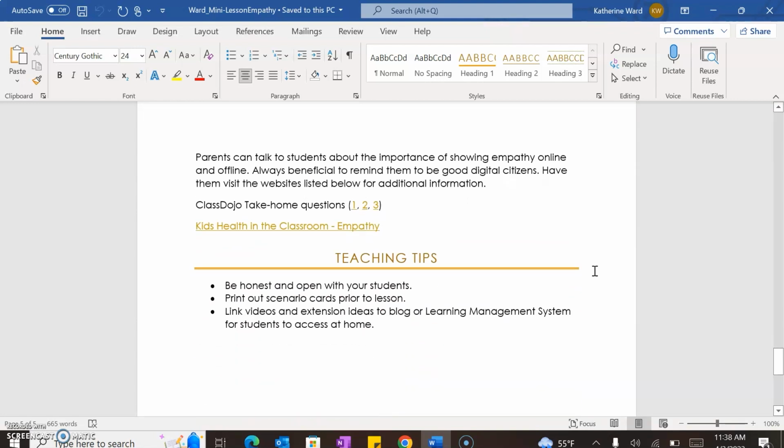In addition, students had access to Class Dojo take-home questions and an additional video on empathy through Kids Health. Students enjoyed this lesson and were able to truly identify the meaning of empathy and then take what they have learned into their online discussions and further use of digital resources through empathy.